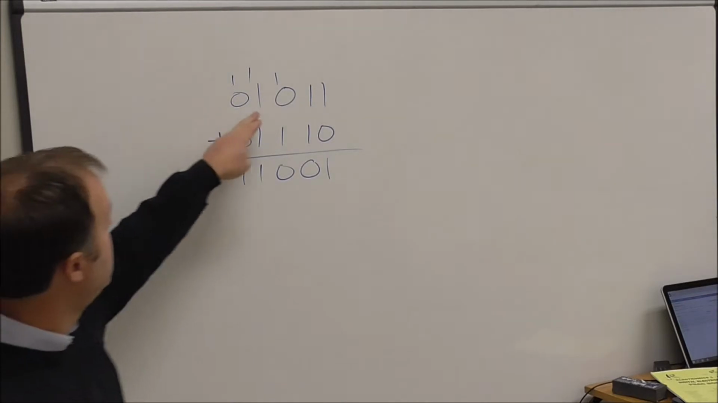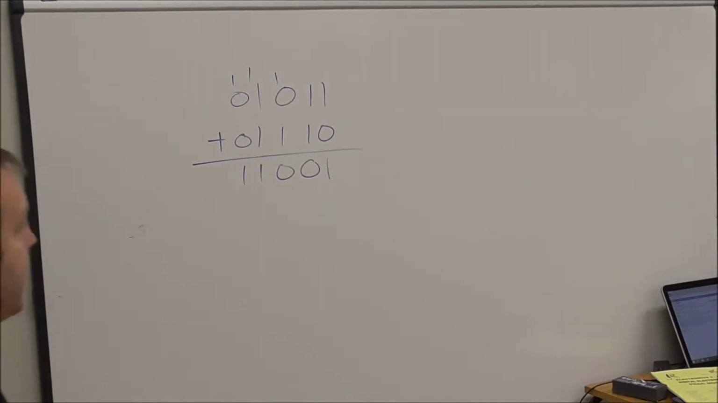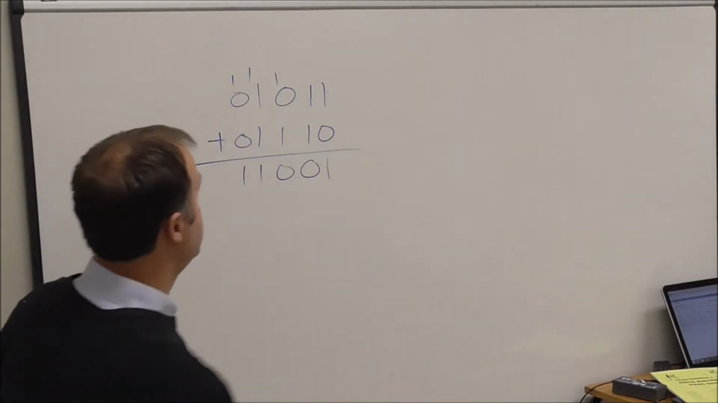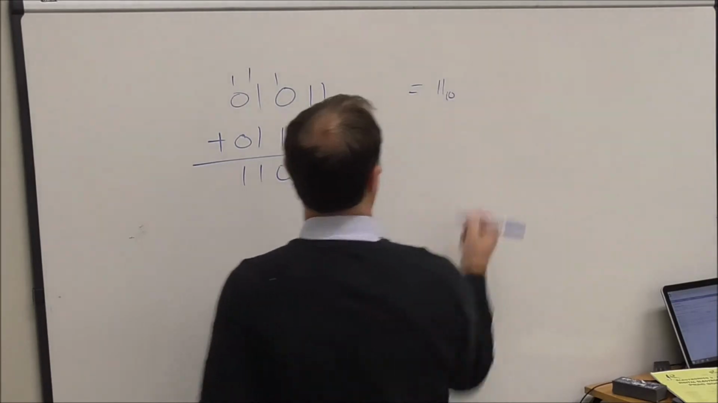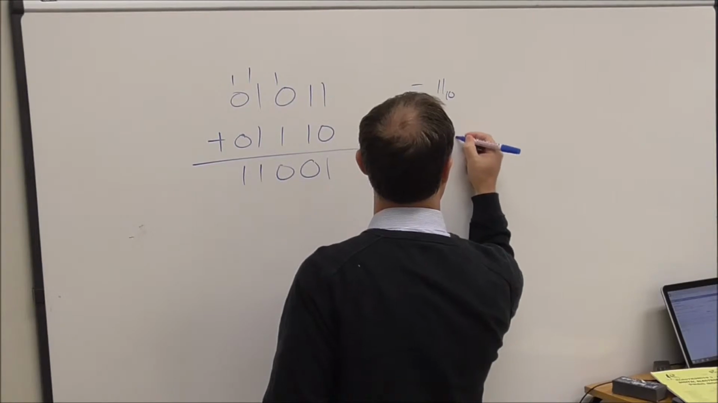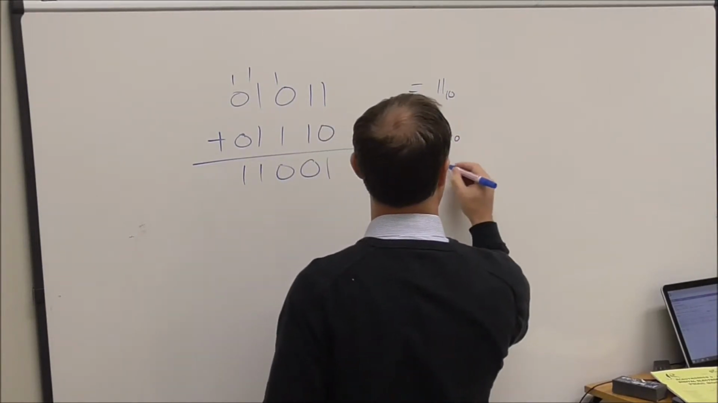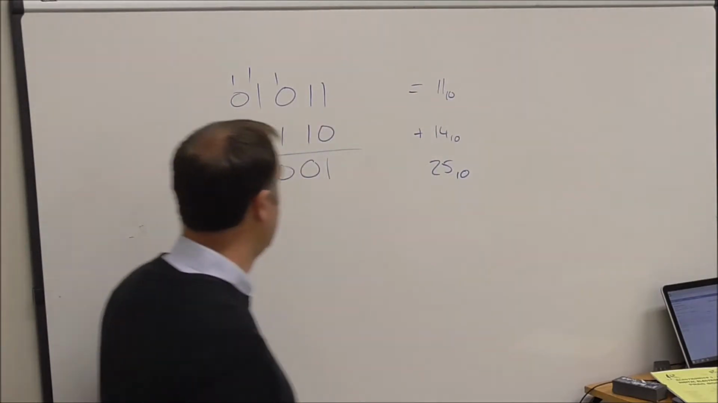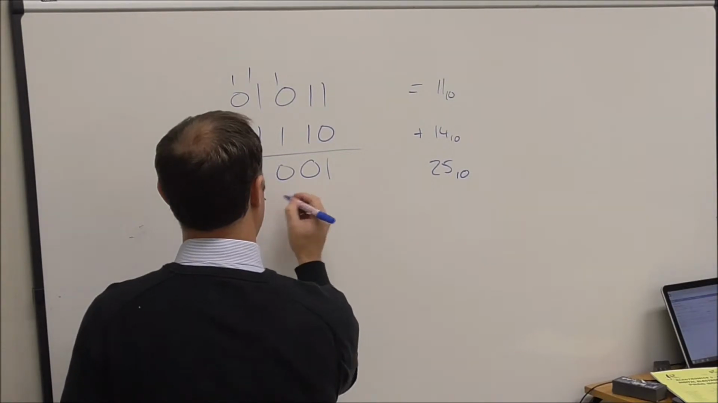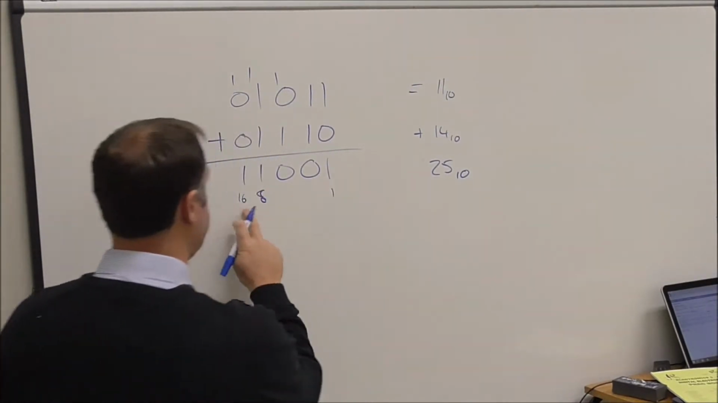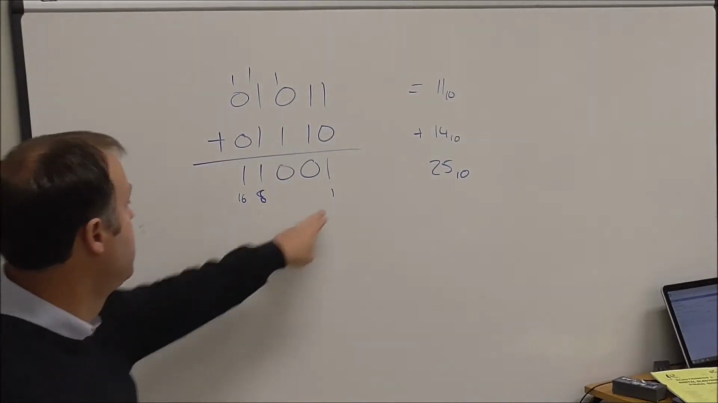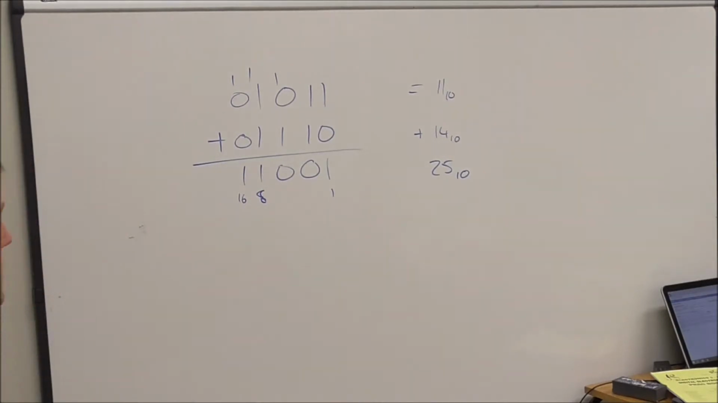So if I were to add this binary number and this binary number together, incidentally that is 8 plus 2 plus 1 is 11. So this is 11 in decimal, and this is 14 in decimal. Okay, so 11 plus 14 is 25 in decimal. Does this add up to 25? This is 16 plus 8 plus 1. 16 plus 8 is that's 24 plus 1, 25. Okay, so it does check out.